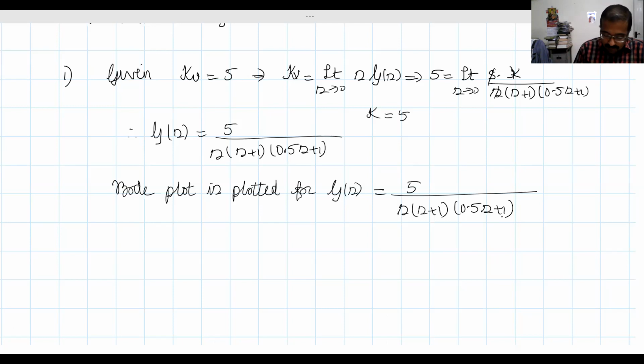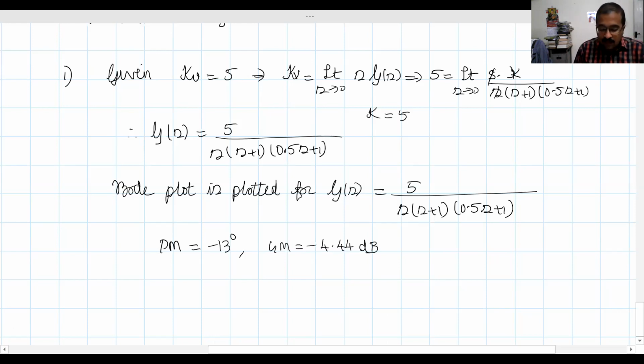If you do the Bode plot or the calculation, you will see that the phase margin of the uncompensated system is minus 13 degree, and the gain margin of the uncompensated system is minus 4.44 dB. So right now, for this steady state error constant, the given closed loop system is unstable. Why? Because for a system to be stable, both the gain margin and the phase margin have to be positive. But here both are negative. Hence, the closed loop system is unstable.